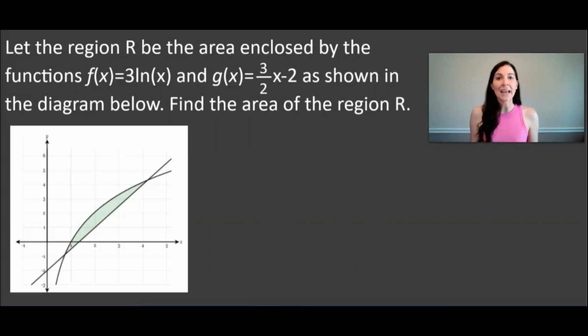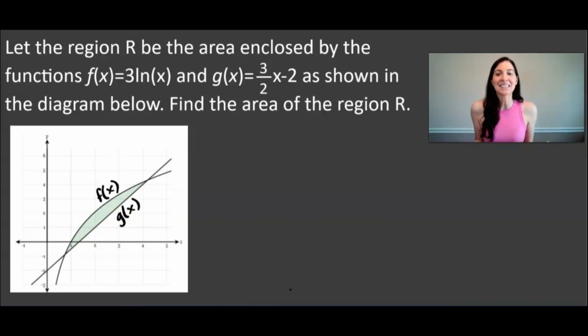For this problem, I am going to use a graphing calculator. And it said f of x and g of x are already graphed in the diagram below. And because f of x is a natural log function, I know that has to be this curved function on the top, and then g of x is a linear function, so that's going to be this function here on the bottom.